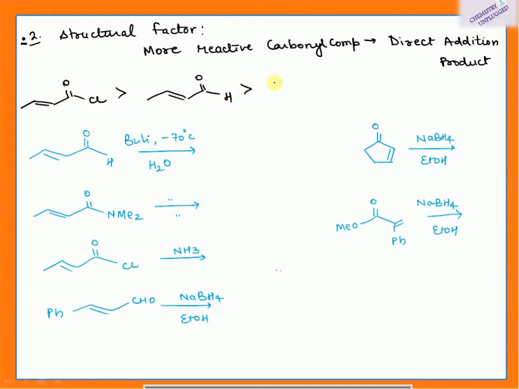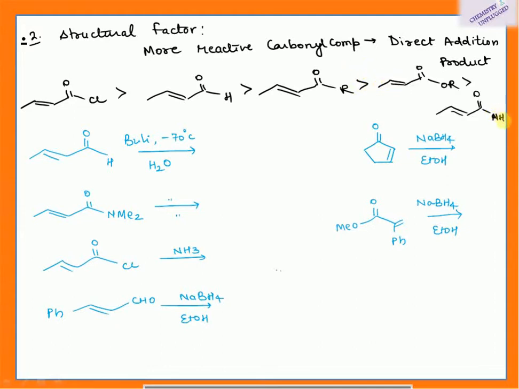So this reactivity order can be compared by using the acid derivatives. We have seen in the chapter on acid derivatives that acid chlorides have much higher reactivity than aldehydes, than ketones, and then esters, and last amides. So a similar order will be followed here, right?